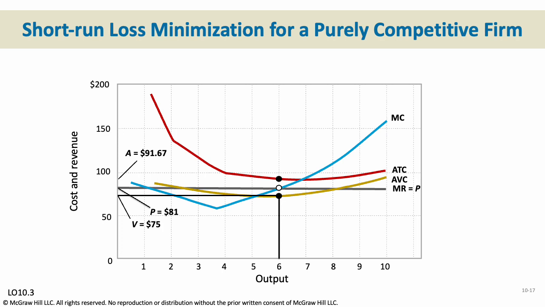And the total loss is shown by the red area, and here's your red area right here. It is equal to price minus average total cost times 6. That is your best scenario though. That's the case where the lines come closest to each other and you're minimizing your loss. Once your marginal cost starts exceeding your marginal revenue, you're going to stop producing.